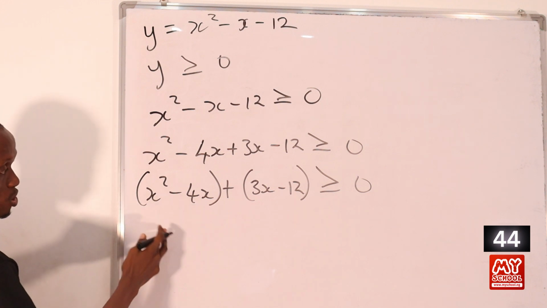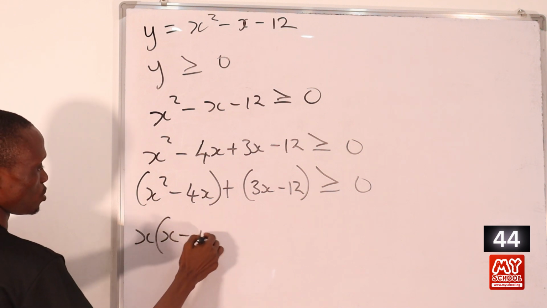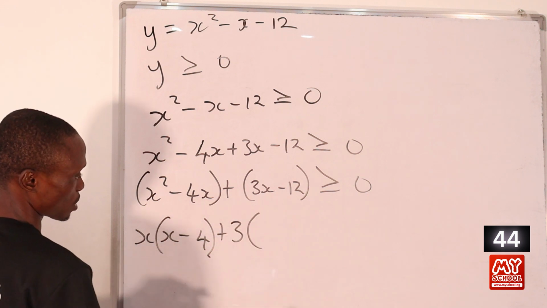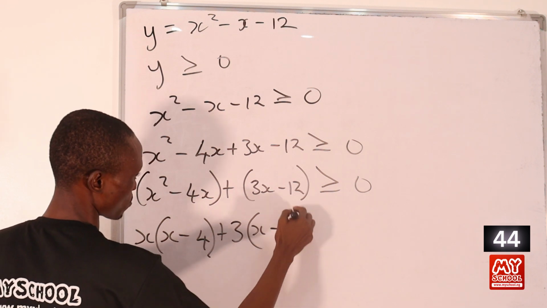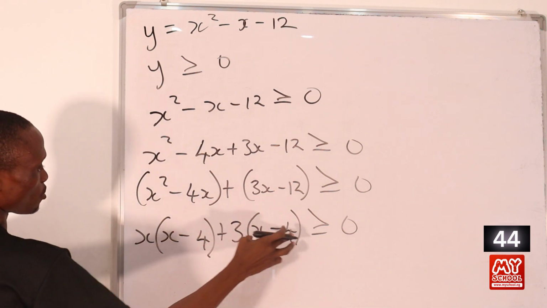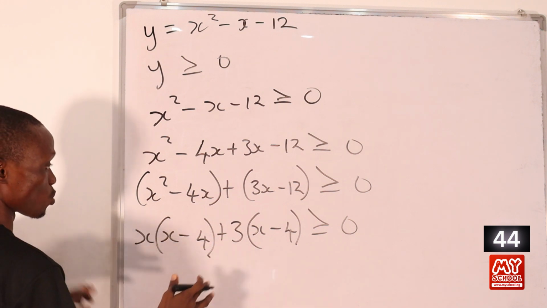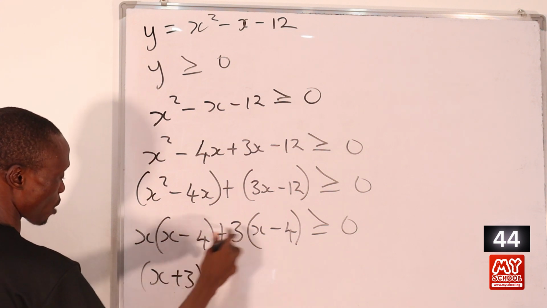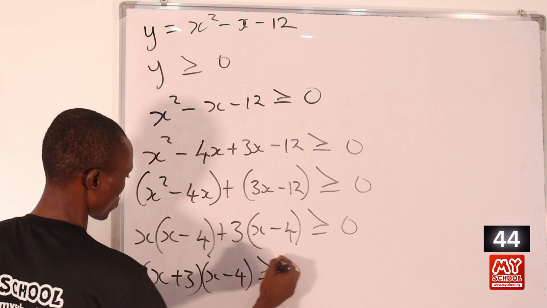So we just factor out what is common. So x is common here, so bring out x. So here we'll be having x minus 4 in bracket. Then what is common here is 3, so 3 comes out, and here we'll be having x, then also minus 4, all is greater than or equal to 0. Okay, since what we have in both brackets are the same, we just take one of them and we put what we have outside the brackets together, to form another bracket. So you'll be having x plus 3 in another bracket, then one of these, x minus 4, and these are greater than or equal to 0.